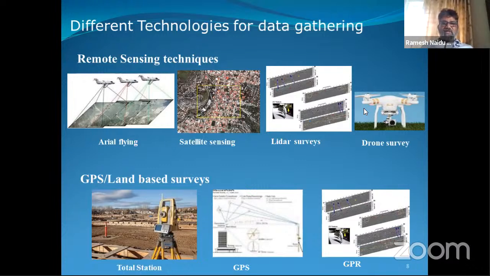And other terrestrial instruments are also there. Total station is there, GPS, the global positioning system, and GPR, ground penetrating radar. And one more thing is LIDAR surveys. That is also very important. LIDAR surveys capture the ground elevations straight away. LIDAR stands for light detection and ranging. It sends light signals, and then reflected signals will be tracked in the form of elevations of the earth. So LIDAR data consists of elevations of the objects on earth. Only elevations. It doesn't give you the plan.